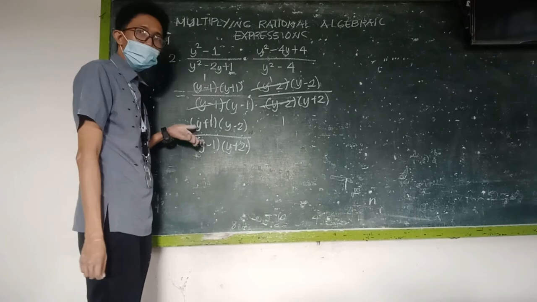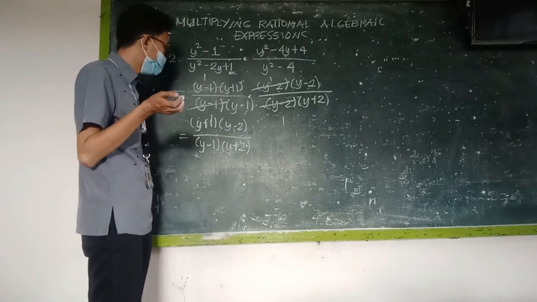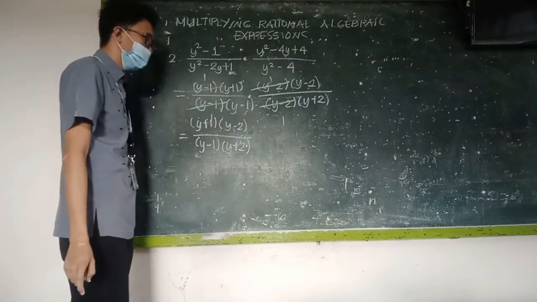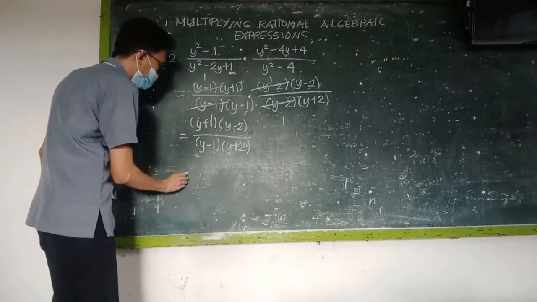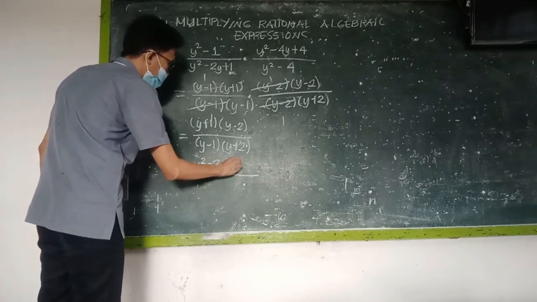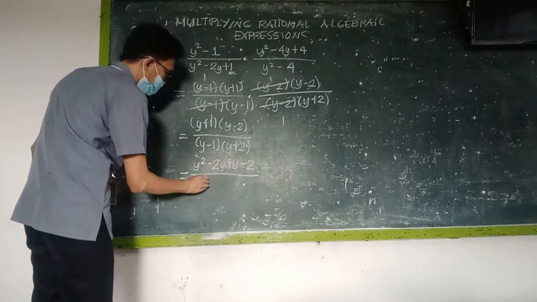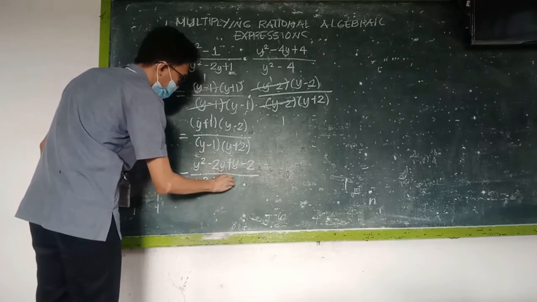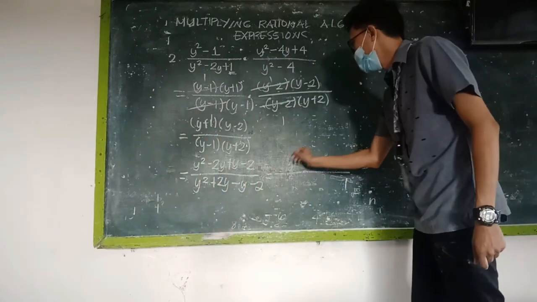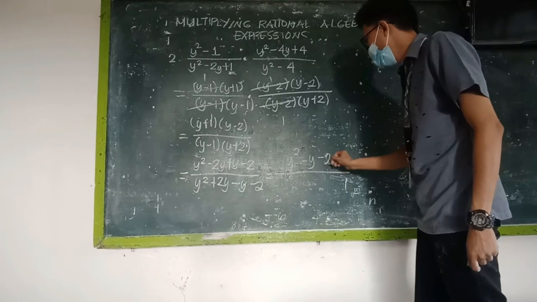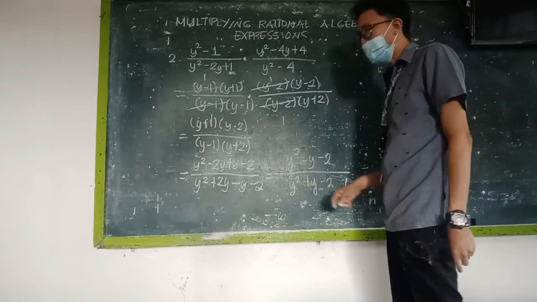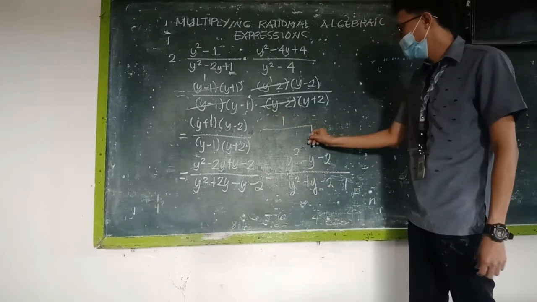Pwedeng naka-factored form ang sagot natin para hindi na kayo mahirapan na mag-FOIL method, or you can use the FOIL method pa rin to multiply these two factors sa numerator and sa denominator. So, if by FOIL method, magiging y squared minus 2y plus y minus 2 all over y squared plus 2y minus y minus 2. So, final answer natin dito is y squared minus y minus 2 all over y squared plus y minus 2. So, ito na yung final answer natin if this is in product form.